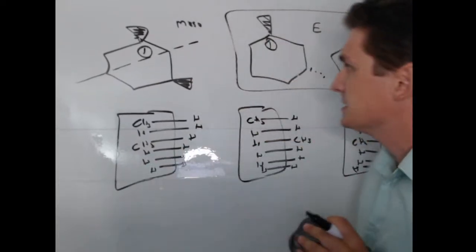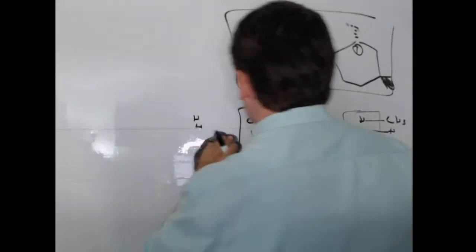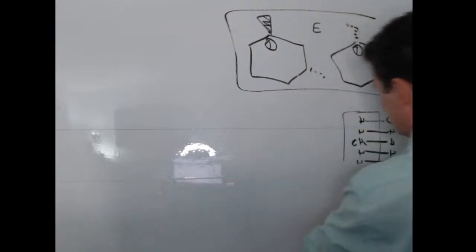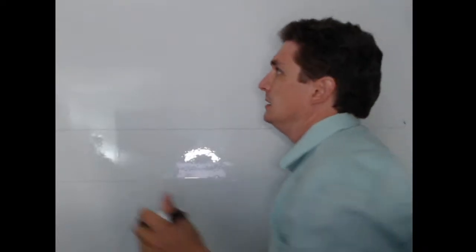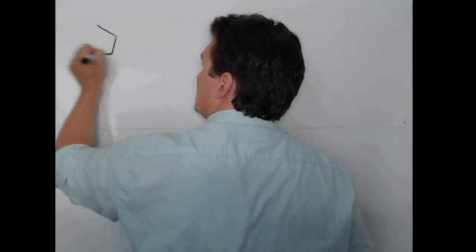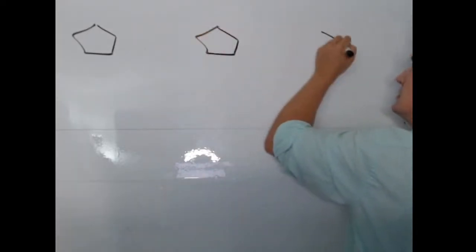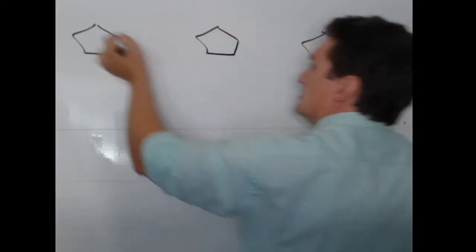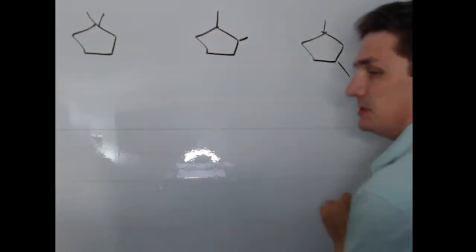So for question 6, I'm just going to do a few of these. I'm not going to do the full iteration. So you've got a cyclopentane group and you've got 2 methyl groups. And you can put the 2 methyl groups wherever you want. So we can put them on the same carbon, then we can do the 1,2 and 1,3 conformations.